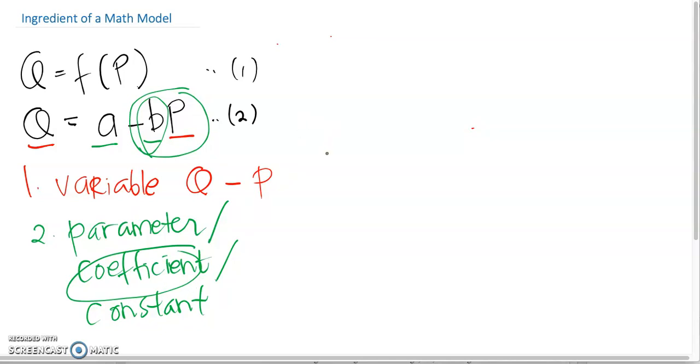Why? Because it appears as a fixed value. Let's say from the example 30 minus 2P, you see here that A becomes 30 and B is 2. So it's a constant number. That's why it's called a constant. Here you have understood what the ingredients are that construct a math model. There are only two: variable and parameter.